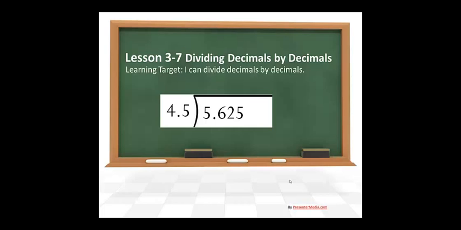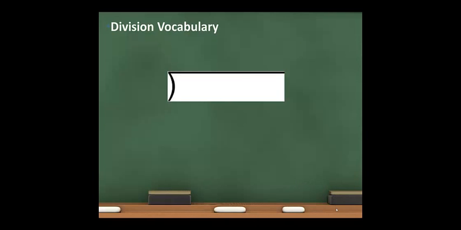In this lesson, you will learn that you can divide decimals by decimals. We'll start out with a little bit of division vocabulary. Inside of the division box goes the dividend, which is divided by the divisor. And your answer of a division problem is called the quotient.